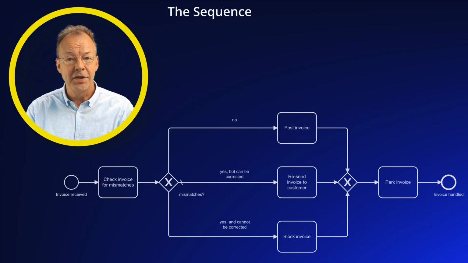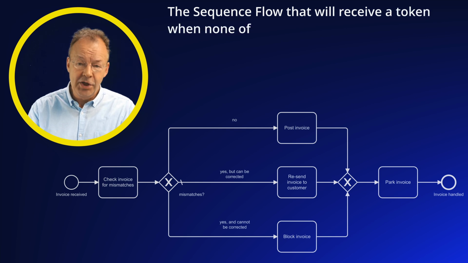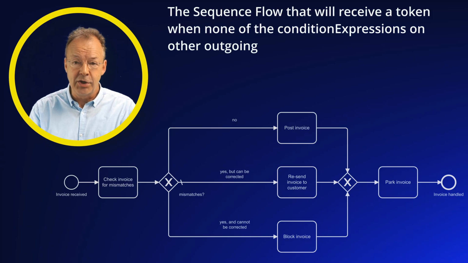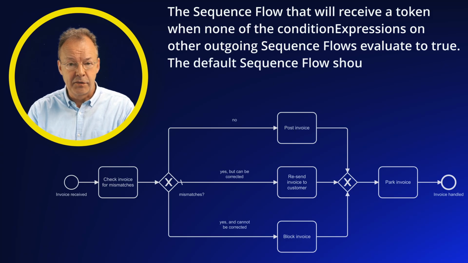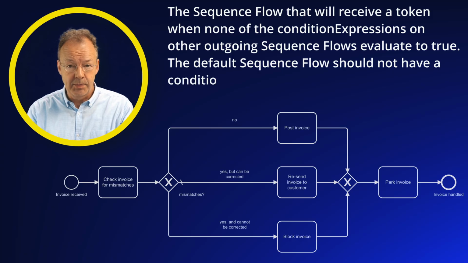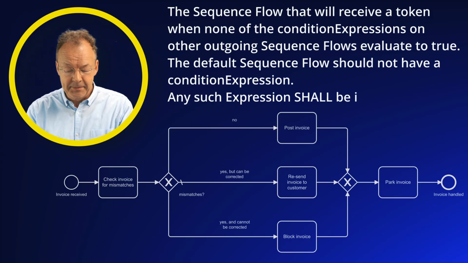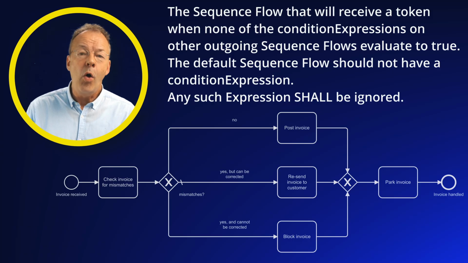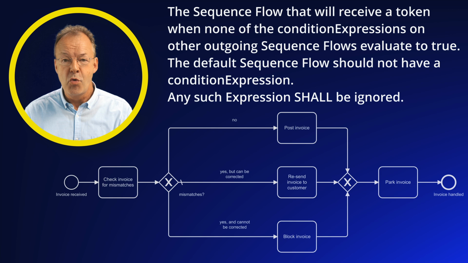The default flow is the sequence flow that will receive a token when none of the condition expressions on other outgoing sequence flows evaluate to true. The default sequence flow should not have a condition expression. Any such expression shall be ignored. This indicates that the default flow always has an implicit condition of the Boolean constant true.